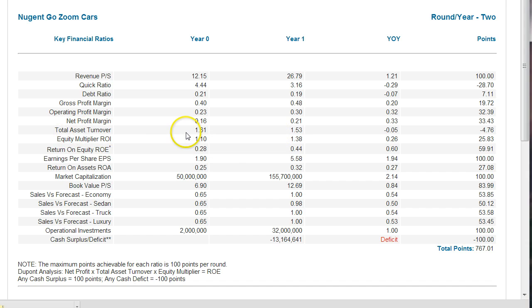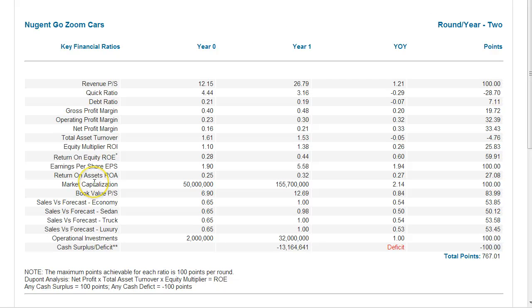Now, my total asset turnover is looking at my sales divided by my total assets. So here, I went down just a little bit, about 5%, because I accumulated a lot of new assets. I bought new production plants, new investments. So I wasn't able to generate more sales than the new assets I created.